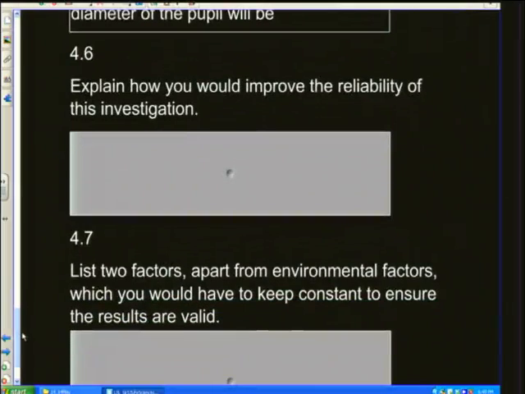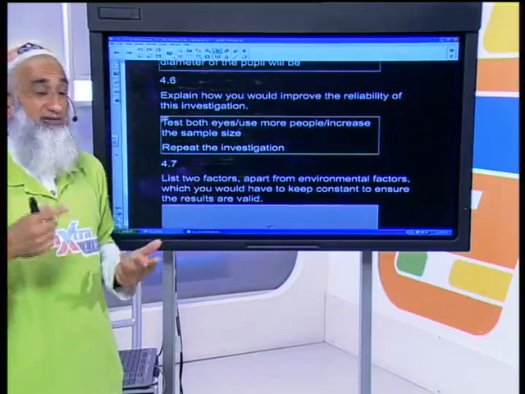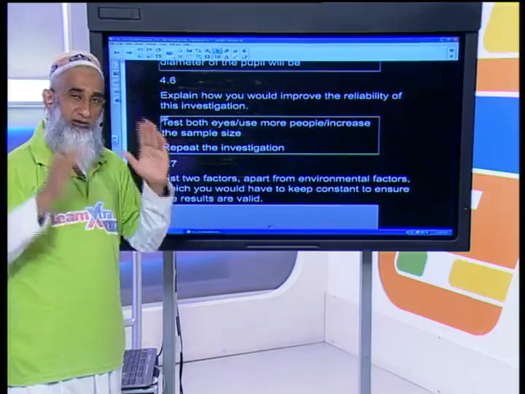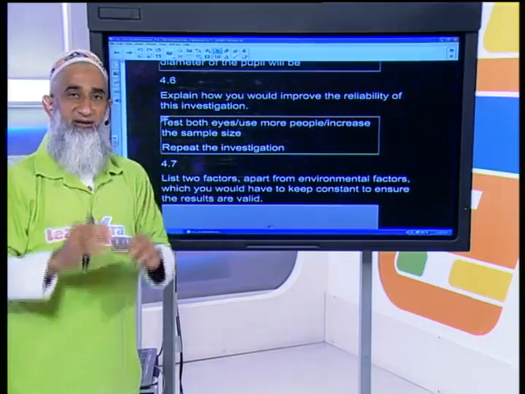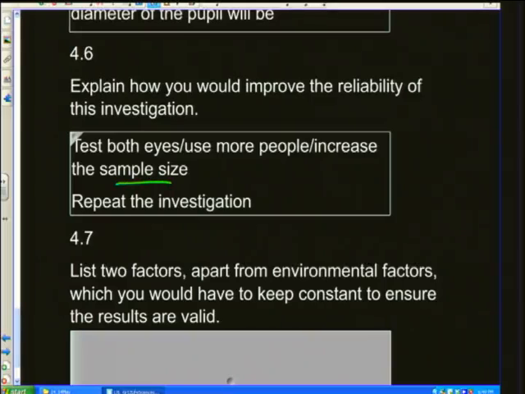Explain how you would improve the reliability of the investigation. Test both eyes. Here they were testing only one eye. So by testing 2 eyes, you are increasing the sample size. Or repeat. Remember, whenever you're dealing with reliability, we talk of the sample size and repeating the investigation.